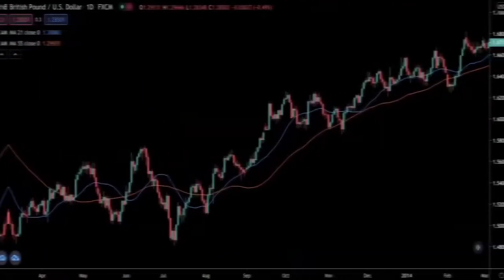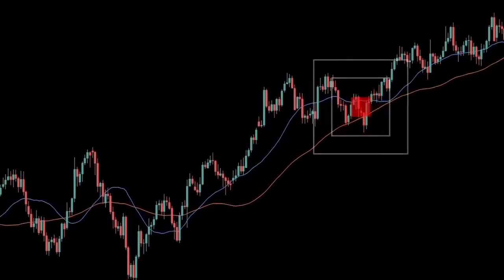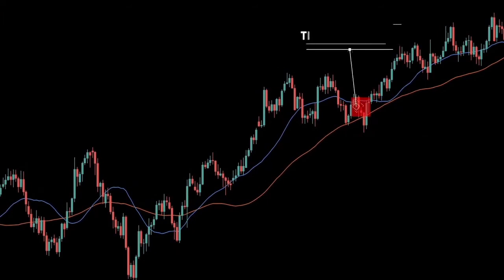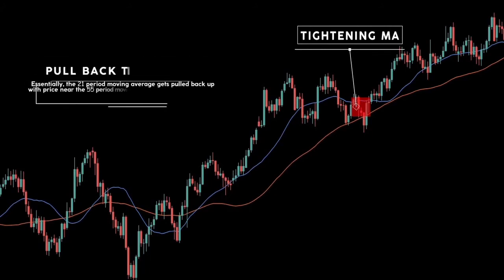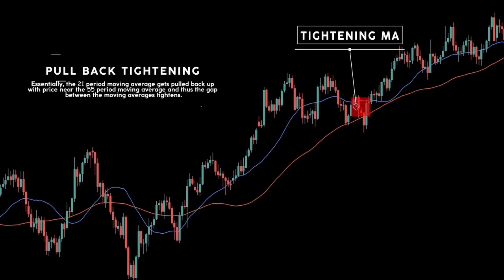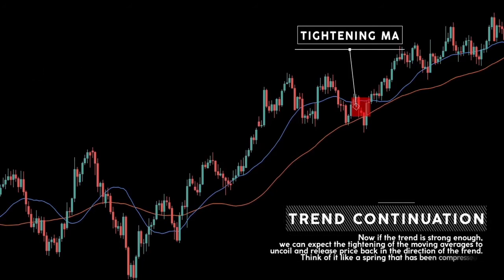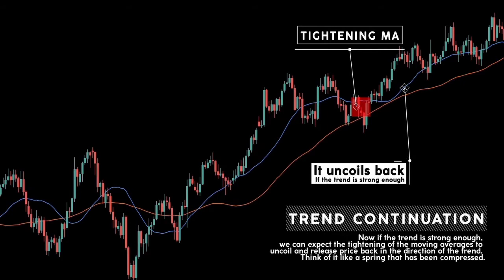Here's another example where we see a deeper pullback in price. What is interesting is that there is also the tightening of the moving averages, where the distance between the 21-period moving average and 55-period moving average tightens. Essentially, the 21-period moving average gets pulled back up with price near the 55-period moving average, and thus the gap between the moving averages tightens. Now if the trend is strong enough, we can expect the tightening of the moving averages to uncoil and release price back in the direction of the trend. Think of it like a spring that has been compressed.